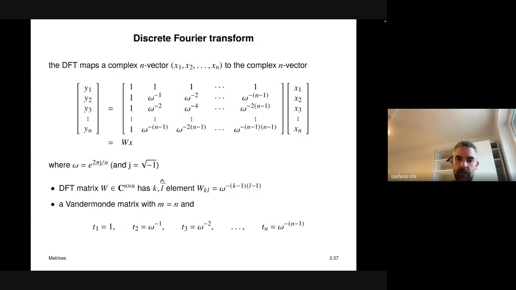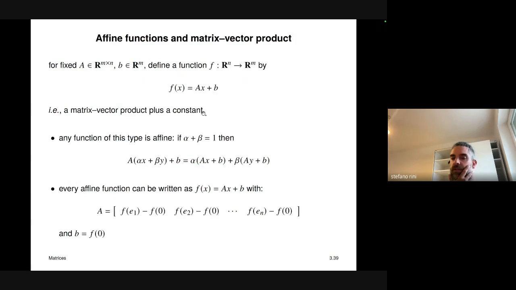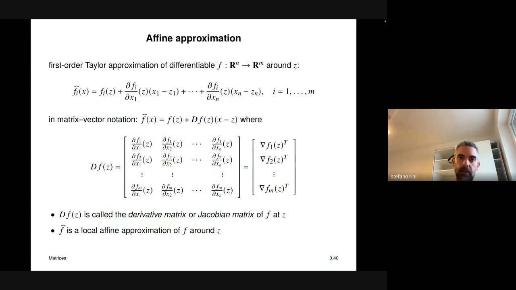Okay, so the DFT is a square matrix. It's a Vandermonde matrix with m equal to n, and it has the role of mapping the vector x1 to xn to the vector y1 to yn. Very good. Affine functions. Again, nothing that we haven't discussed before. This is like a linear function as we saw in the vector case, but the coefficients sum up to 1, so it just generalizes things. Affine functions, we can apply them to the matrix-vector product.